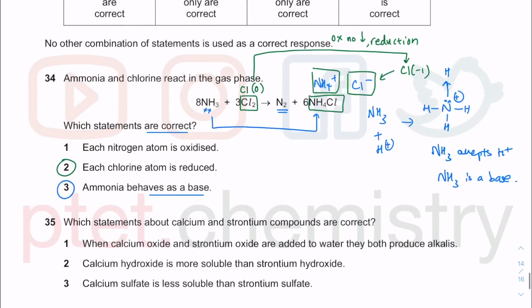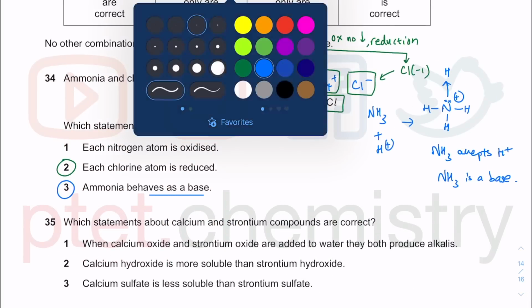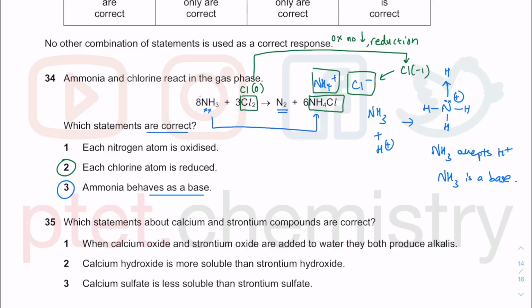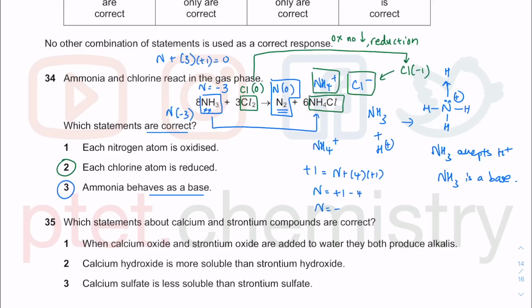Oops, sorry. Each nitrogen atom is oxidized. Well, we have to explore this. This is NH3. If we just look at NH3 on its own, the nitrogen is what we want to find. There are 3 hydrogens. Hydrogen in a compound has a +1 oxidation number, especially when the nitrogen is more electronegative than the hydrogen. So nitrogen is -3 in ammonia. Then you have nitrogen 0 in the nitrogen molecule. And you have NH4+, which is +1 for the charge of the ion. That is the oxidation number of the ion. You have nitrogen, and 4 times +1 for the 4 hydrogens. Nitrogen is +1 minus 4, so nitrogen is -3 there.